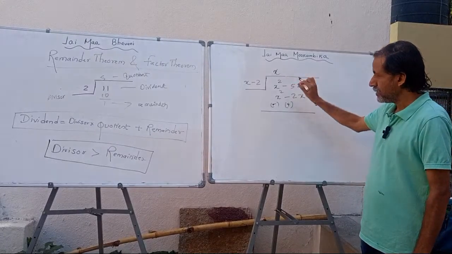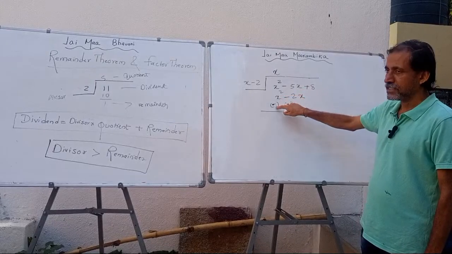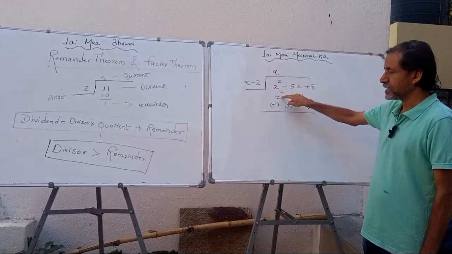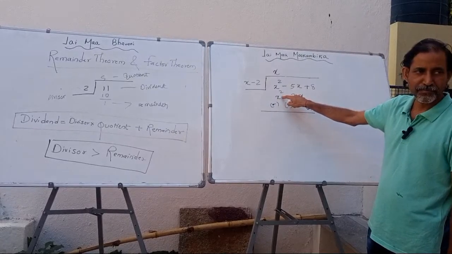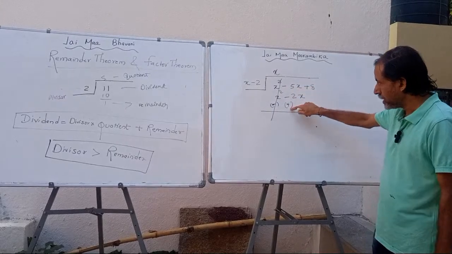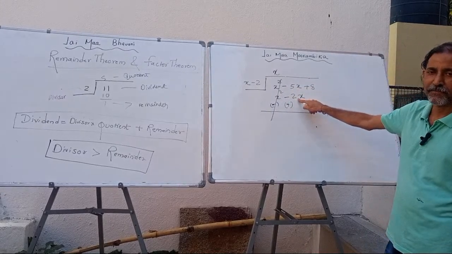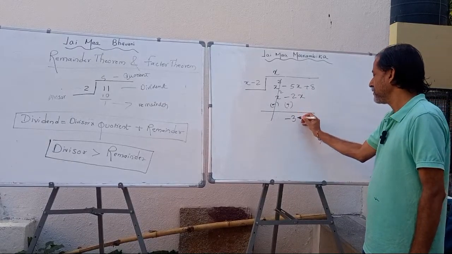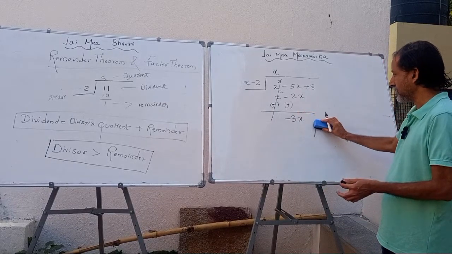So x square, now the sign of this guy is this. It is not this. x square minus x square is 0, cancelled, okay? Minus 5x plus 2x is minus 3x. Done. Okay, this is fine.